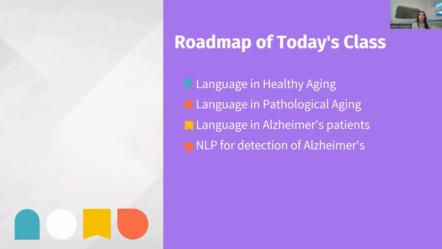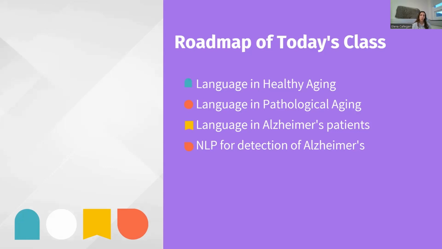We're going to be comparing that to how language is particular in individuals that have pathology, so disease, so language and pathological aging. We're going to move on to discussing specifically Alzheimer's disease and the kind of effect that it has on language. And then finally, we're going to be talking about a couple of studies that have tried to use natural language processing to detect Alzheimer's.